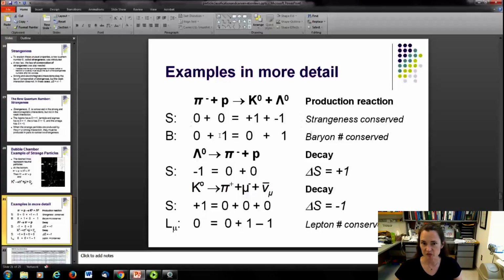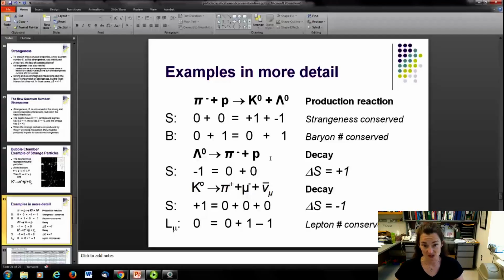Now let's also look at the baryon number conservation. There's no leptons here, so we don't need to worry about lepton number conservation. That's trivially 0. But let's look at the baryons because there are some of those. Your pion, that's not a baryon, it's a meson, so its baryon number is 0. Your proton has a baryon number of 1. Your kaon, that's also a meson, so its baryon number is 0. But your lambda, that's a baryon, so it has a number 1. So you have 1 equals 1, so baryon number is conserved.